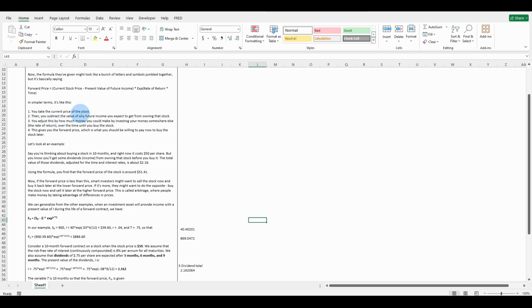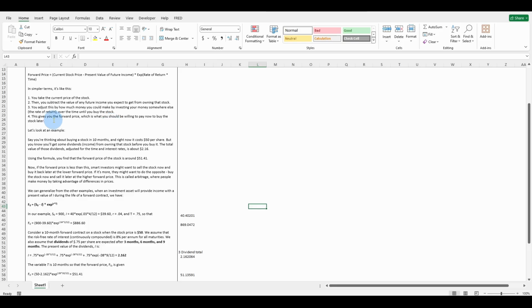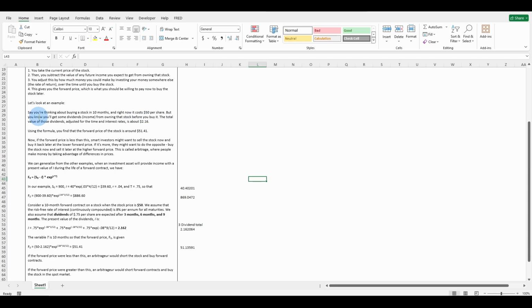You take the current price of the stock, then you subtract the value of any future income you expect to get from owning that stock. You adjust this by how much money you could make by investing your money somewhere else, the rate of return, over the time until you buy the stock. This gives you the forward price, which is what you should be willing to pay now to buy the stock later. In other words, say you're thinking about buying a stock in 10 months.